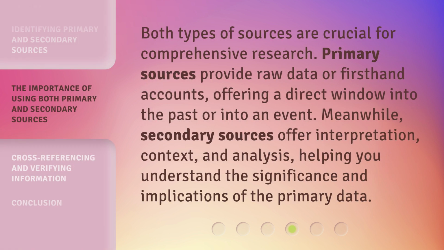Both types of sources are crucial for comprehensive research. Primary sources provide raw data or first-hand accounts, offering a direct window into the past or into an event. Meanwhile, secondary sources offer interpretation, context, and analysis, helping you understand the significance and implications of the primary data.